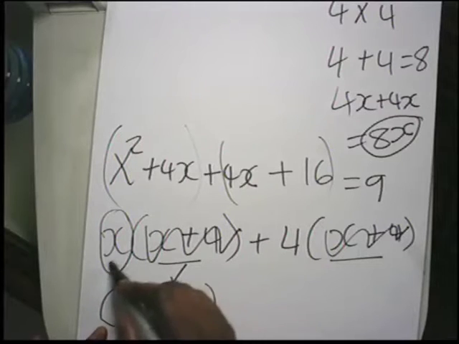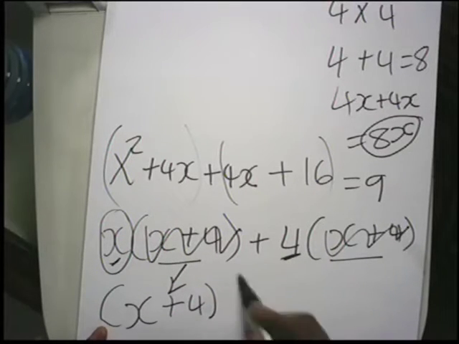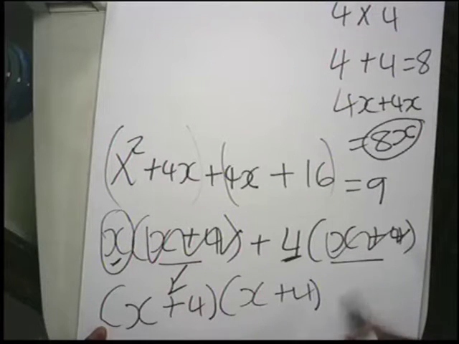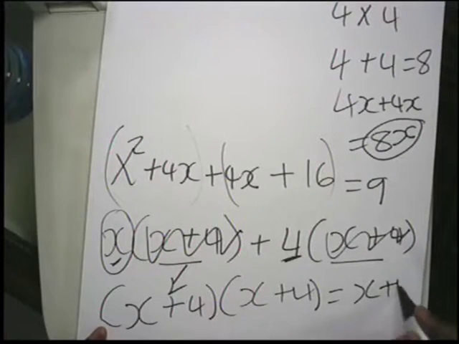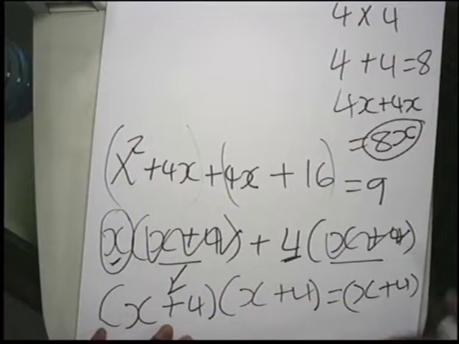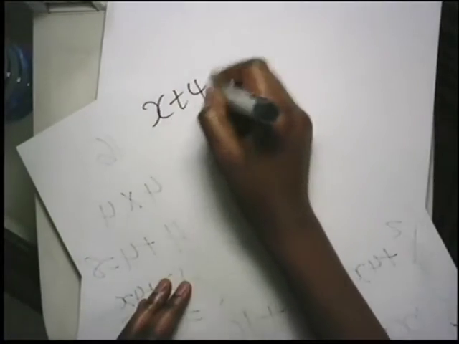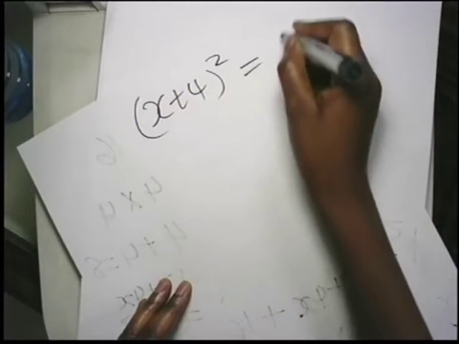Okay, but what is remaining is this x here, and that 4 there is also x plus 4. Okay, then now x plus 4 times x plus 4 is the same as x plus 4 to the power of what? To the power of 2, and that is what we have there, which we are saying is equals to 9. Okay, then we go to step 5. Now we want to get rid of this power 2 so that we solve for x. Now we have x plus 4 to the power of 2, which is equals to 9.